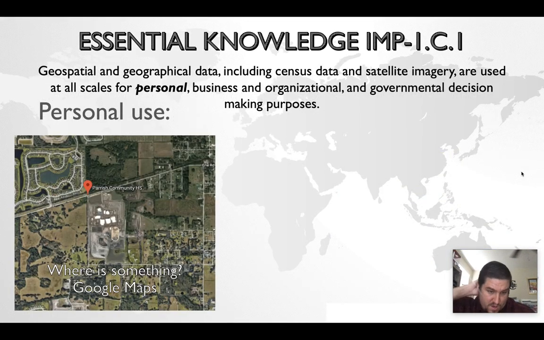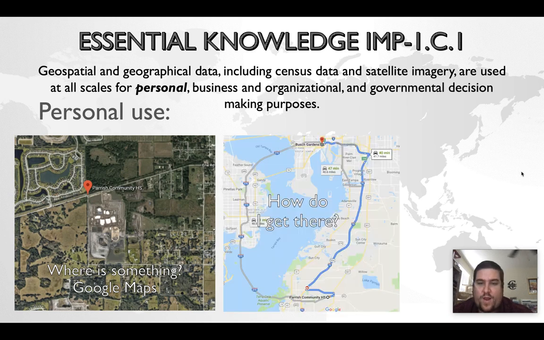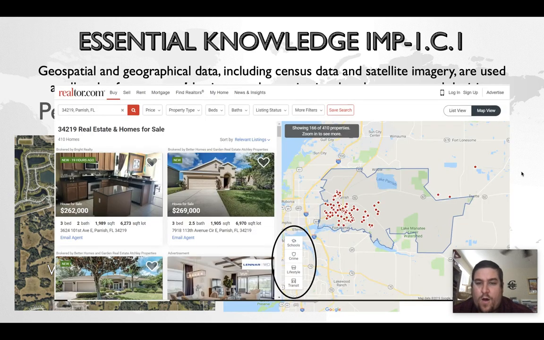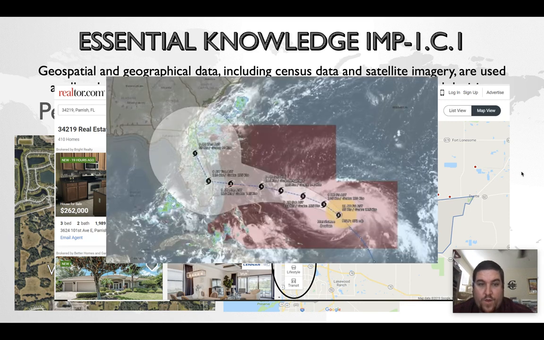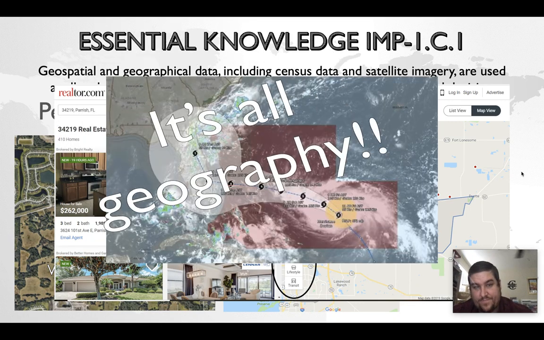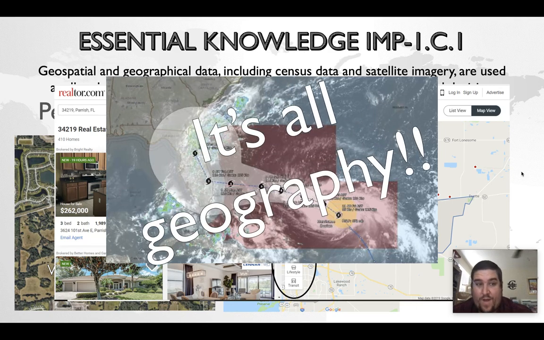Personal use. Where is something? We use this all the time for Google Maps. We use it for Google Maps when we're trying to get locations on our phones, transportation, all this kind of stuff. It overlays data for you to look at. It's all geographic data for personal use.